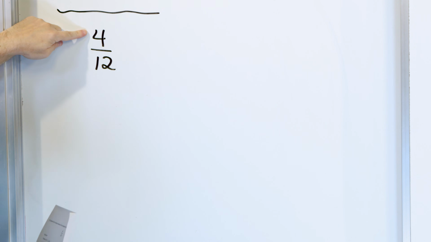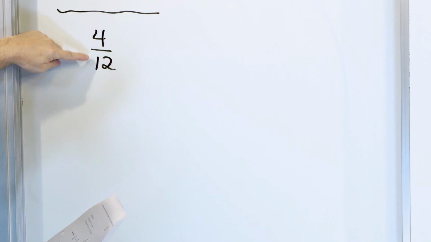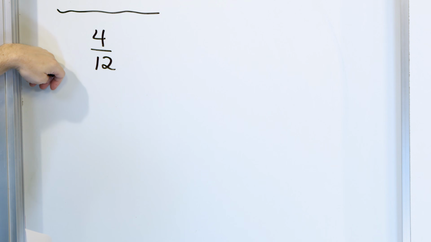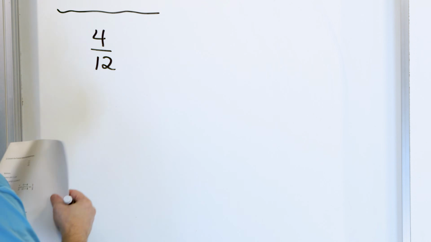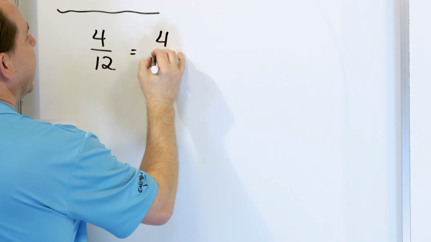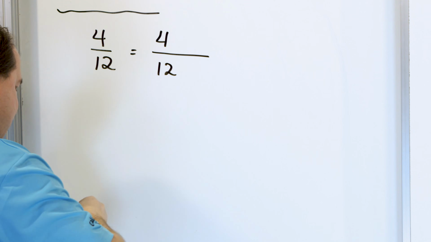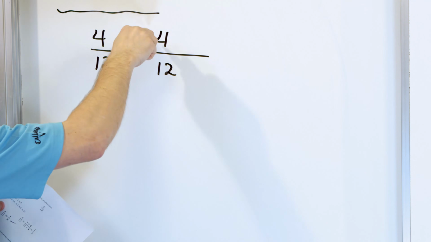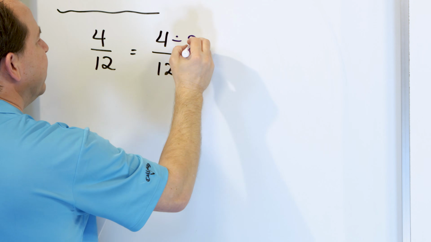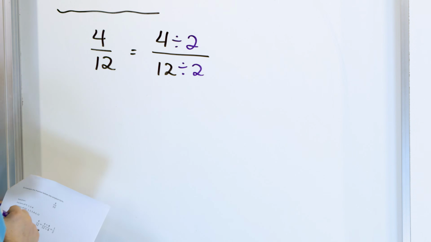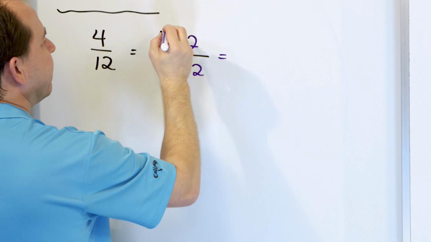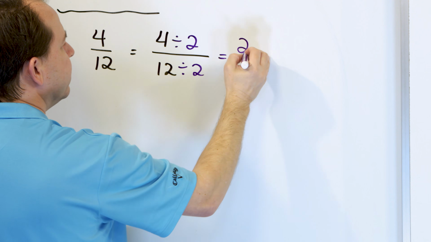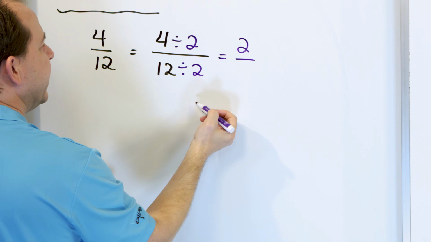Well, what you need to be asking yourself is, can I divide the top and bottom by something? Anything I can think of. And the answer is yes. I noticed that this is an even number. This is a 4 and this is a 12. So actually, I can take this 4/12, and because I know that they're both even numbers, I can divide the top by 2 and I can divide the bottom by 2, right? What will I get? 4 divided by 2 is 2, and 12 divided by 2 is 6.